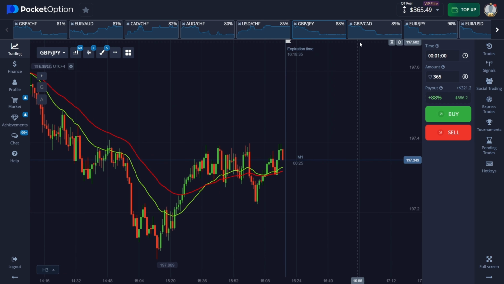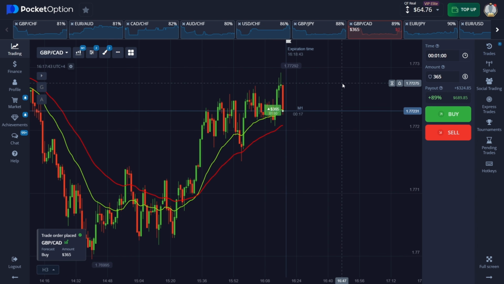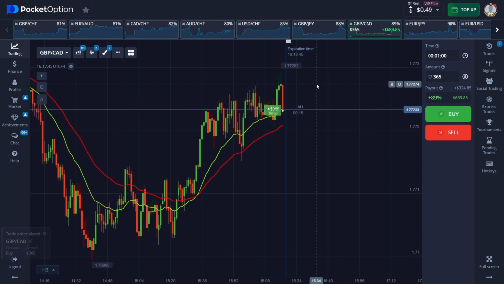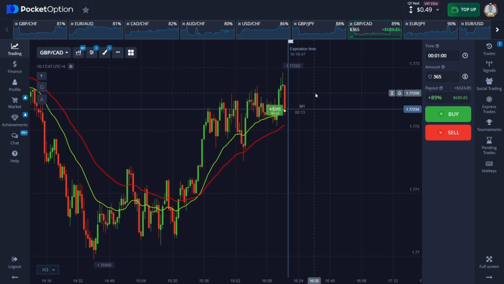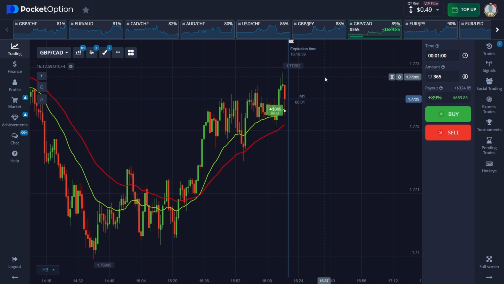On GBP/JPY, we have a trade. If this candle gives us an entry near the moving average, we can try, but the candle has already reversed. On GBP/CAD, we have a trade for the upside move, and I placed a trade for the upside move worth $365. As you can see, the candle gives us an entry near the 25 EMA level, and there's also an uptrend. The candle is taking support from the 25 EMA level. That's why I took this trade for the upside move.